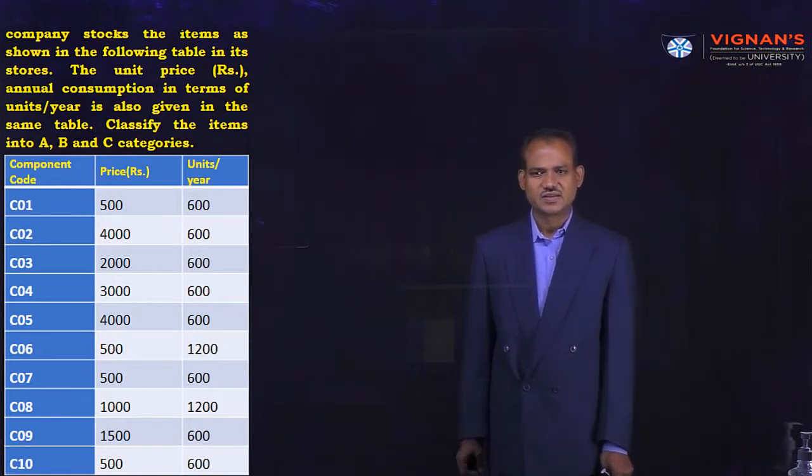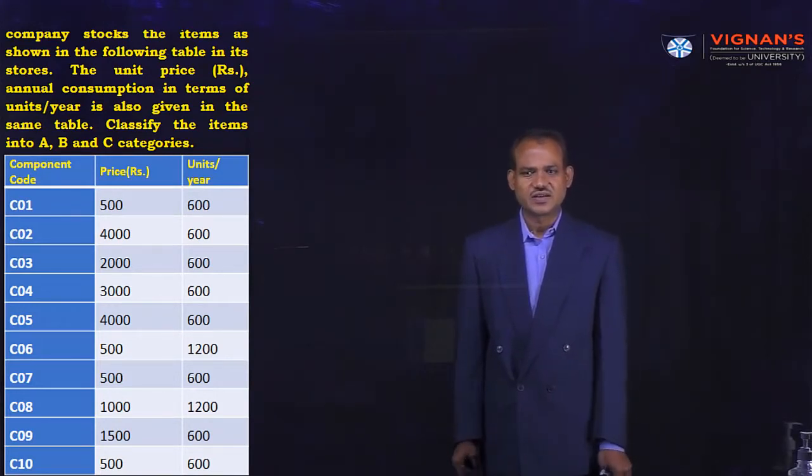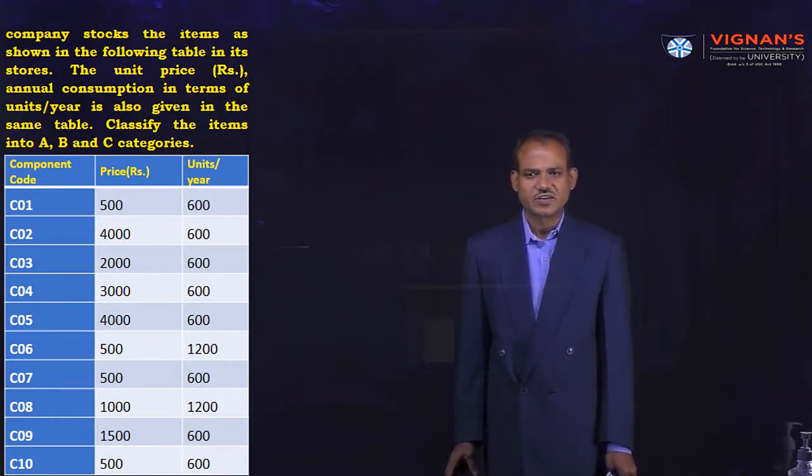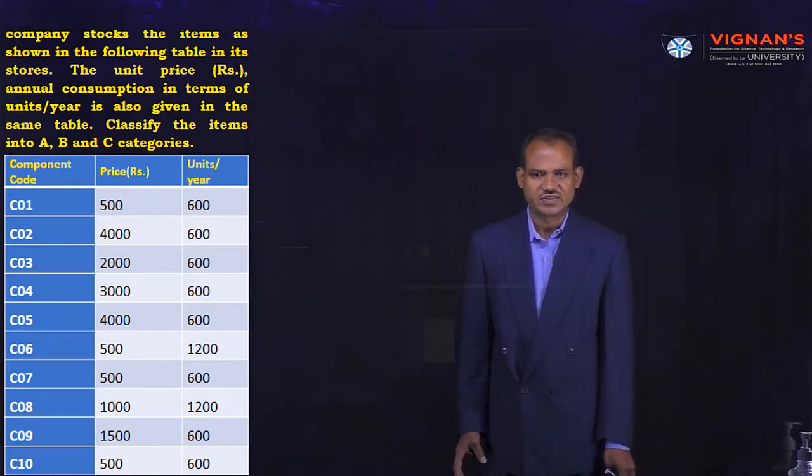Finally, classify all the 10 items into 3 categories. Items are broadly categorized into three categories: A class, B class, C class. First, what are the steps involved in this problem?